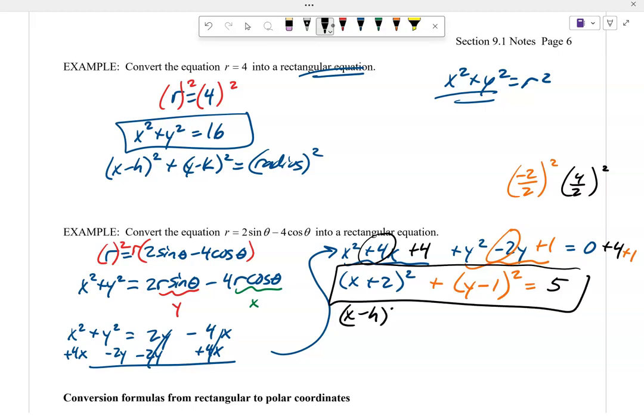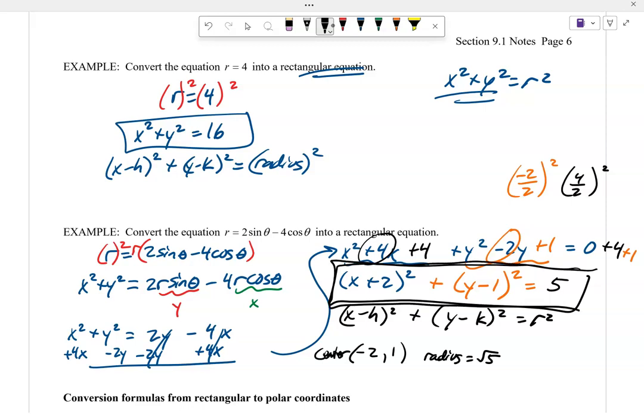X minus h squared plus y minus k squared equals r squared. I've got a circle with a center at negative 2, 1. Here's the center of the circle, and with a radius of the square root of 5. Right? But here's my answer. I just wanted to write it as a rectangular equation. So that's what this represented. It represented a circle centered at negative 2, 1 with a radius of the square root of 5.